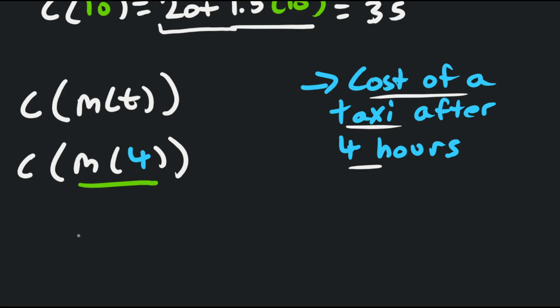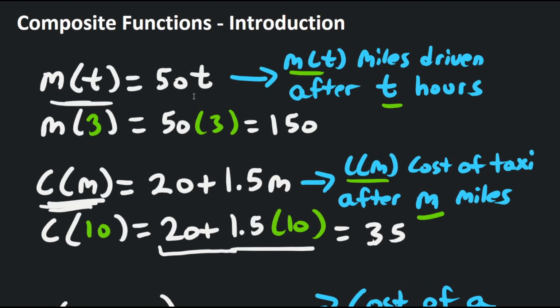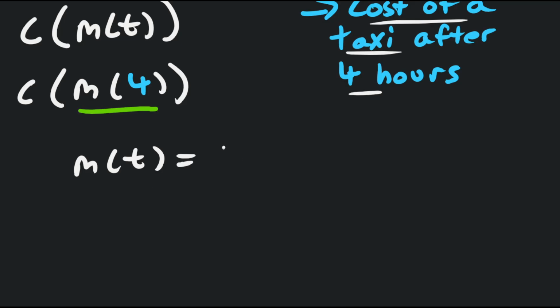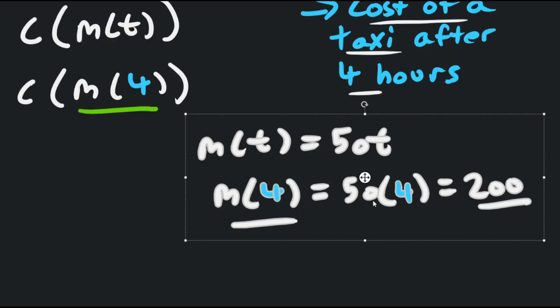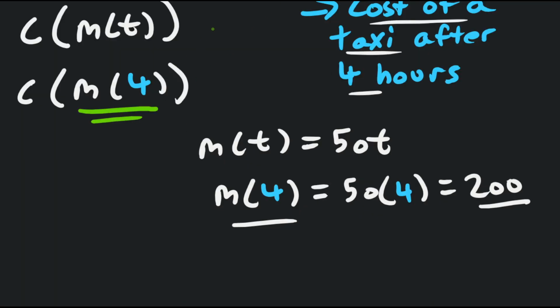What is m of 4? Well, we know that m of t equals 50t. So what's m of 4? M of 4 is 50 times 4, which is 200. Great. So now we know that m of 4 is 200.